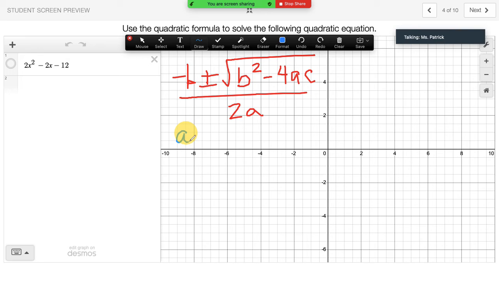So then we're ready to figure out a, which is 2. A is the coefficient of x squared. B, which is negative 2, always take the sign that is in front of the number. And C, the constant, is negative 12.